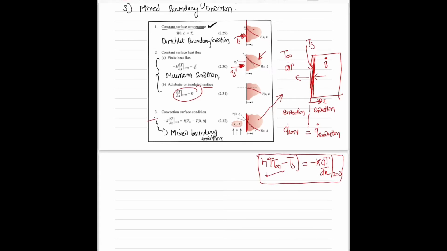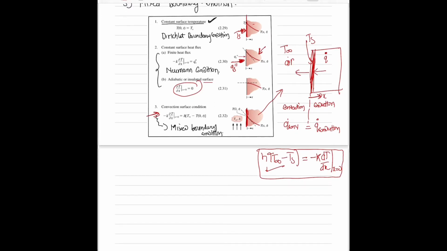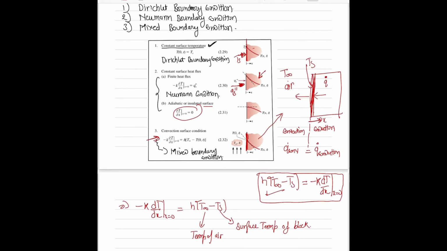This will be my boundary condition, and this is known as the mixed boundary condition, the same as the third boundary condition. If I rewrite it, minus k del T by del x at x equal to 0 equals h times T infinity, the temperature of the air, minus the surface temperature of the block. So basically in heat and mass transfer we have these three kinds of boundary conditions.